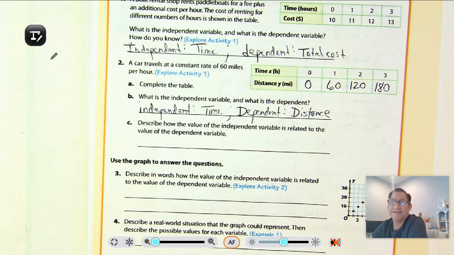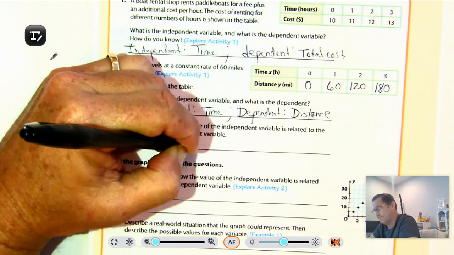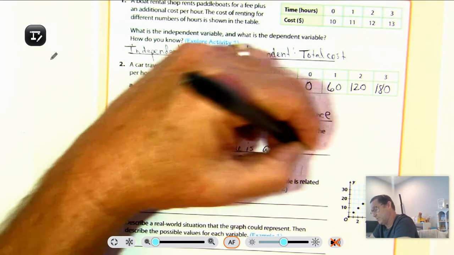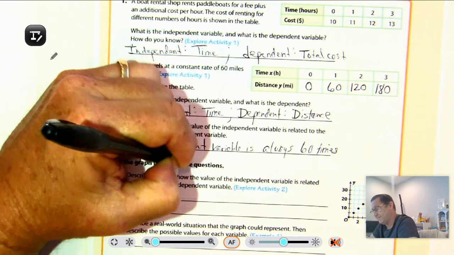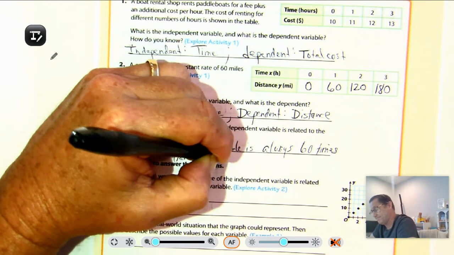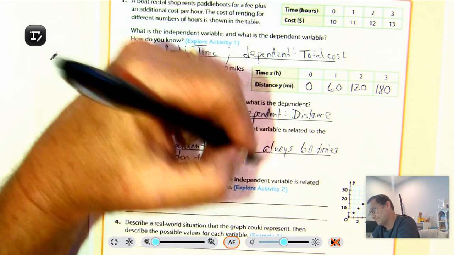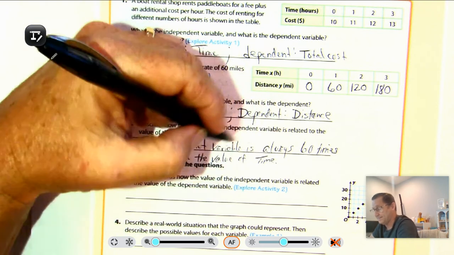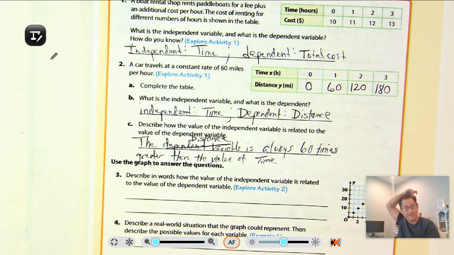All right, C, describe how the value of the independent variable is related to the value of the dependent variable. The dependent variable is always 60 times greater than the value of X. Or we could say that the distance is always 60 times greater than the value of the time.